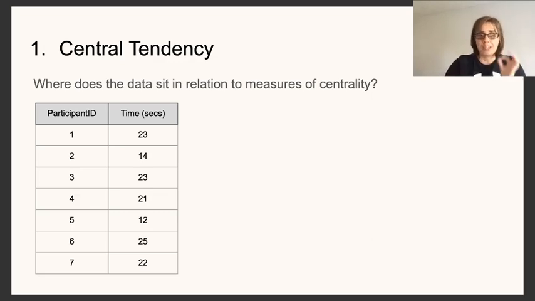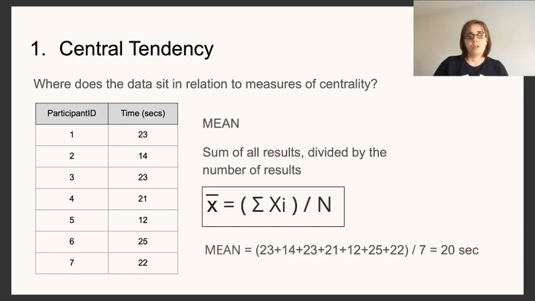But if we use that data, we can calculate a mean or an average. This is the one that you'll be most familiar with. All we're doing is taking a sum of all the results and dividing by the overall number. If we do that, what we have there is 20 seconds. So the average time on task for those 7 participants was 20 seconds. Obviously, we've got some participants that are more or less.